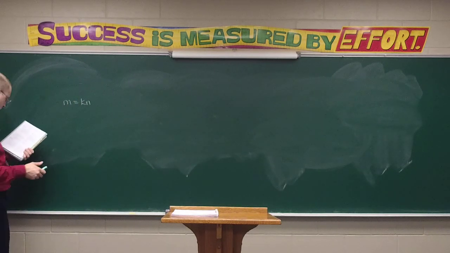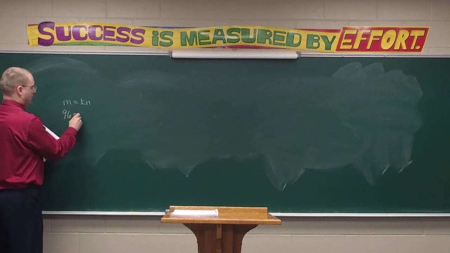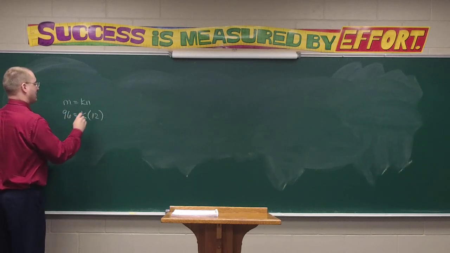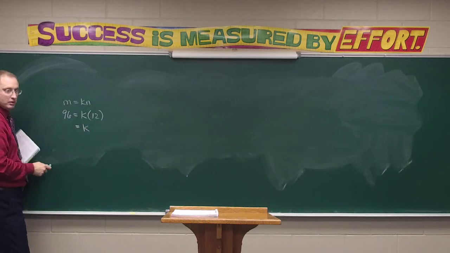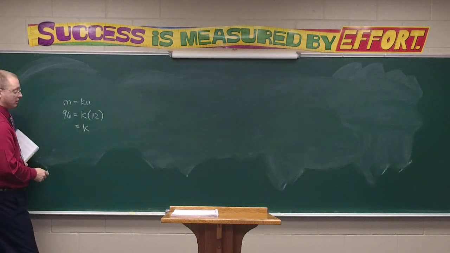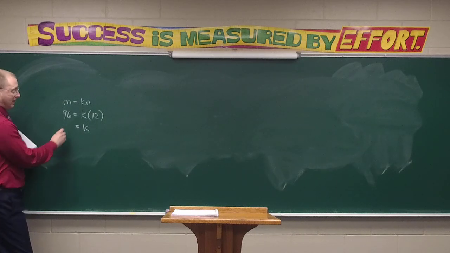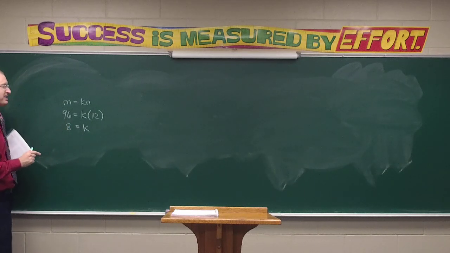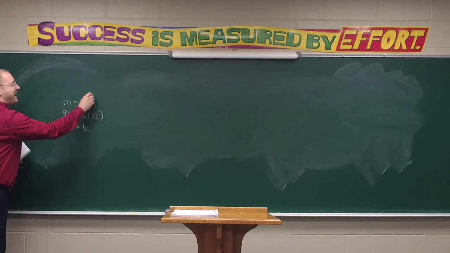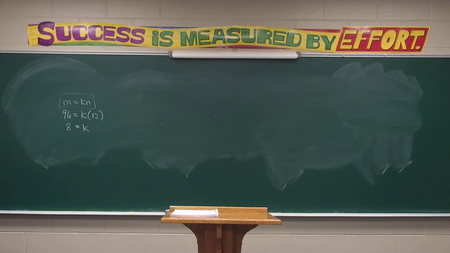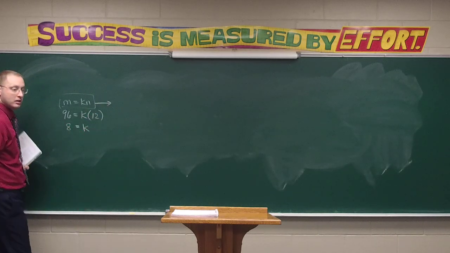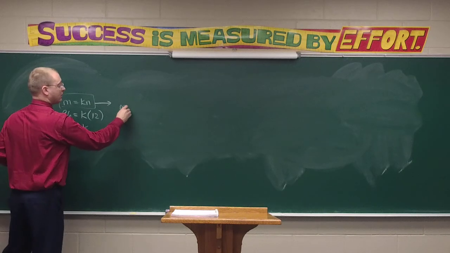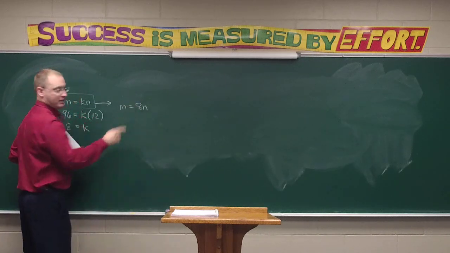Kendall? 96 equals K12. And that tells me what K equals. Michael? 8. All right, so what's my actual formula? We said M equals Kn, but now I know more than I did before, so now I can be more specific, Genesis, and say M equals 8n. Make sense?